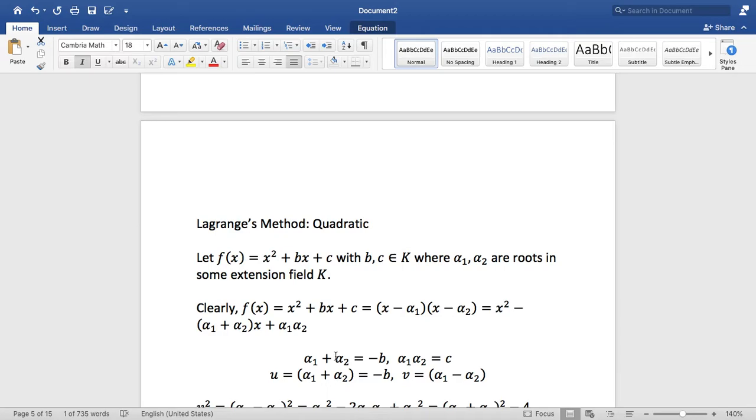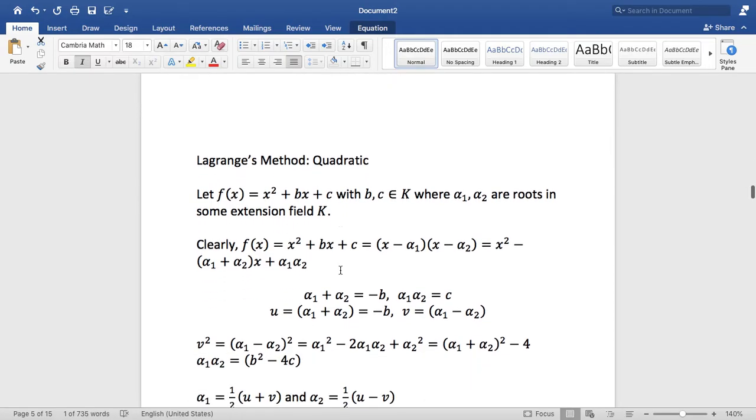And alpha 1 and alpha 2 are the roots in some extension field K. So the base field is Q, all right? And then we're going to extend the field. I'm trying to avoid going into field theory that much. So now we know that the roots are alpha 1 and alpha 2.